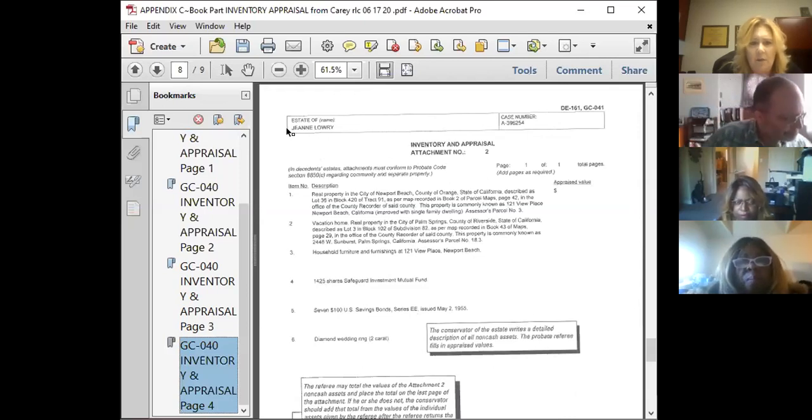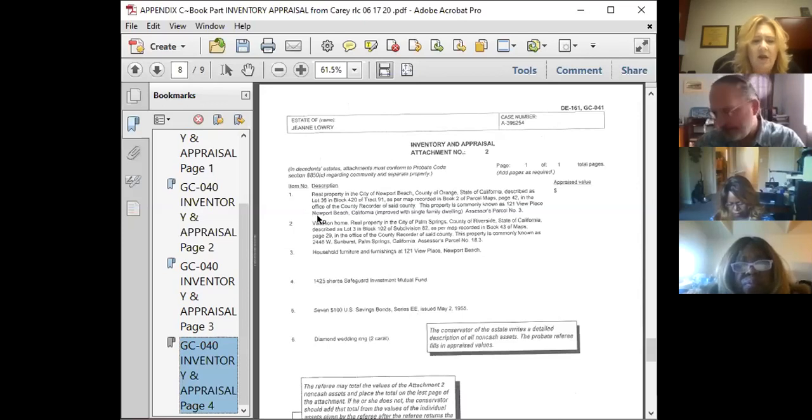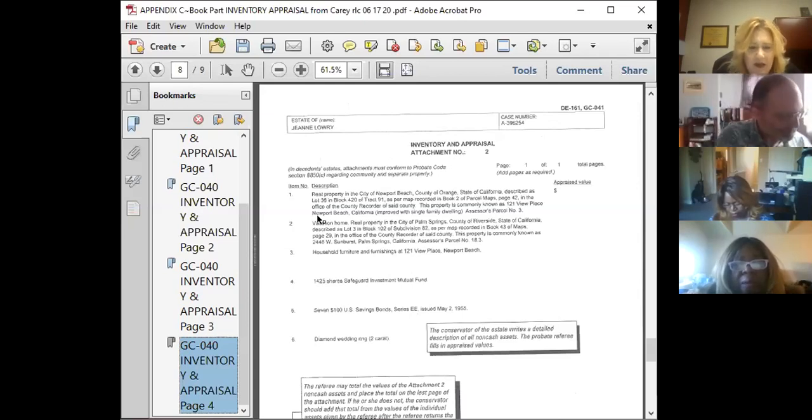So you will complete the estate of, and you will put the case number. Again, this section is already completed. And you will tell the probate referee what you would like him to place a value on. Again, these are only examples. So if you do not have these, please don't put them there and have them do extra work.